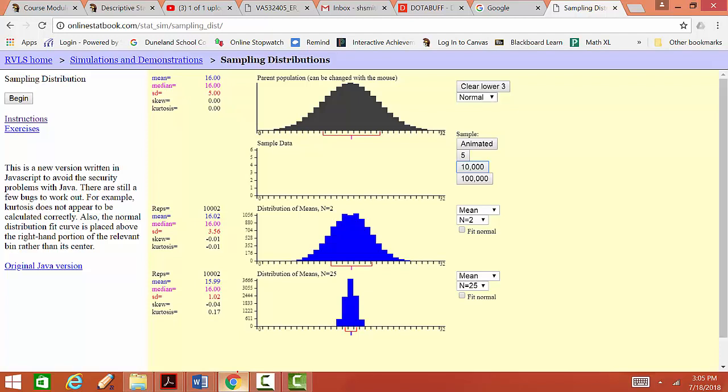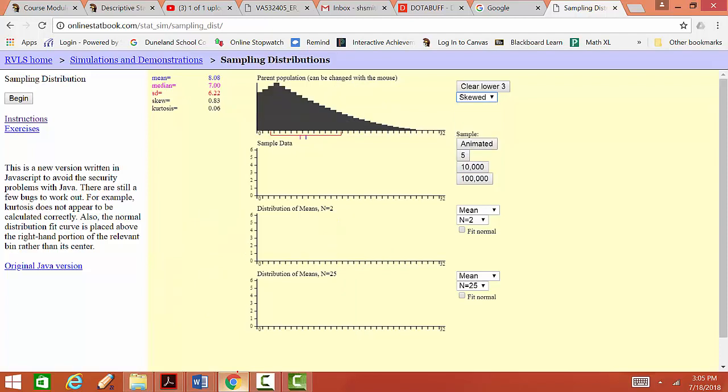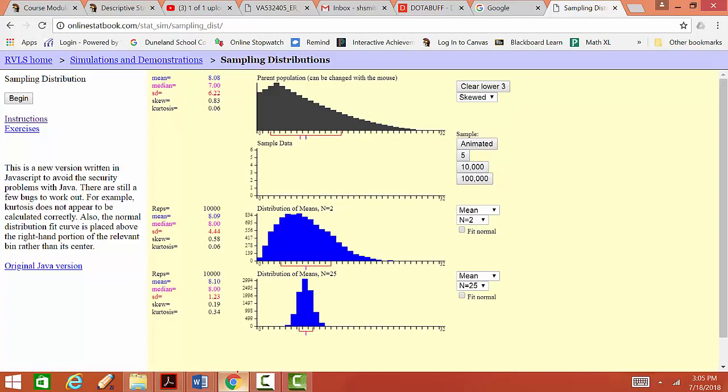Okay, so let's do another one. Let's do a skewed distribution. So is this normal? Absolutely not. Let's do this 10,000 times. So notice that if my sample size is 2, it's still pretty skewed. I wouldn't call this normal at all. But once my sample size is 25, and remember, if our sample size is greater than 30, it won't let me do a sample size greater than 30 here, but if I do a sample size greater than 30, I should get something that's approximately normal. And even at a sample size of 25, which is pretty close to 30, I get something that's approximately normal.